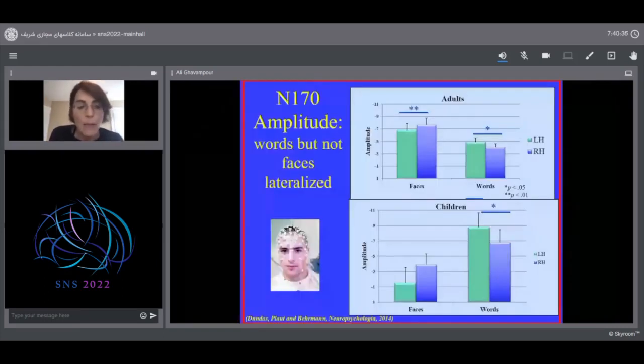We carried out the exact same ERP study that I mentioned to you before, and we see exactly as I've told you before. Adults show a lateralized N170. I'm showing negative up here just to make it easier to see positive bar graphs. So the N170 in adults is stronger for faces over the right than left hemisphere, and stronger for words over the left than right hemisphere. And in children, which is the critical data point here, we see greater activation in the left hemisphere for words than over the right hemisphere, but no significant difference for face activation.